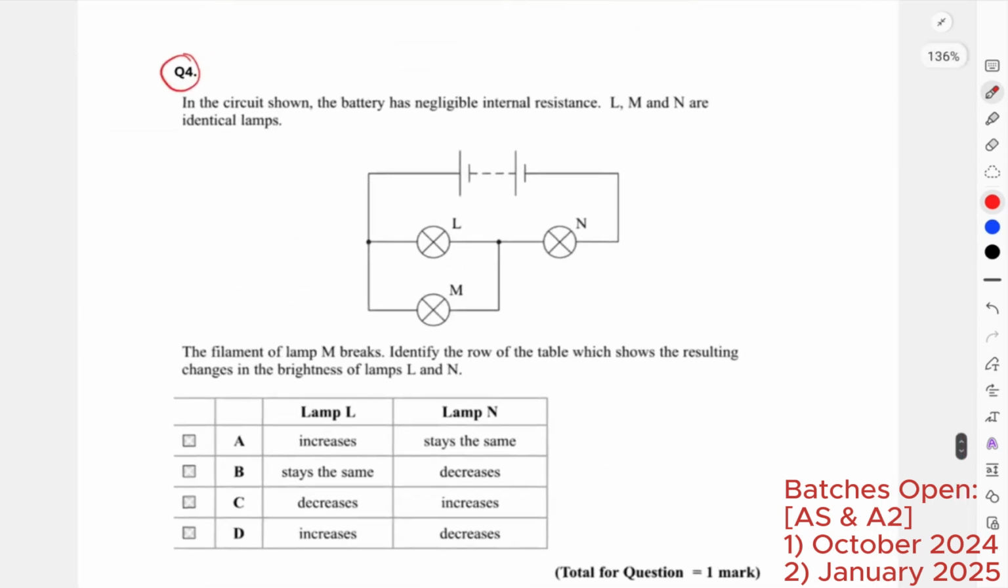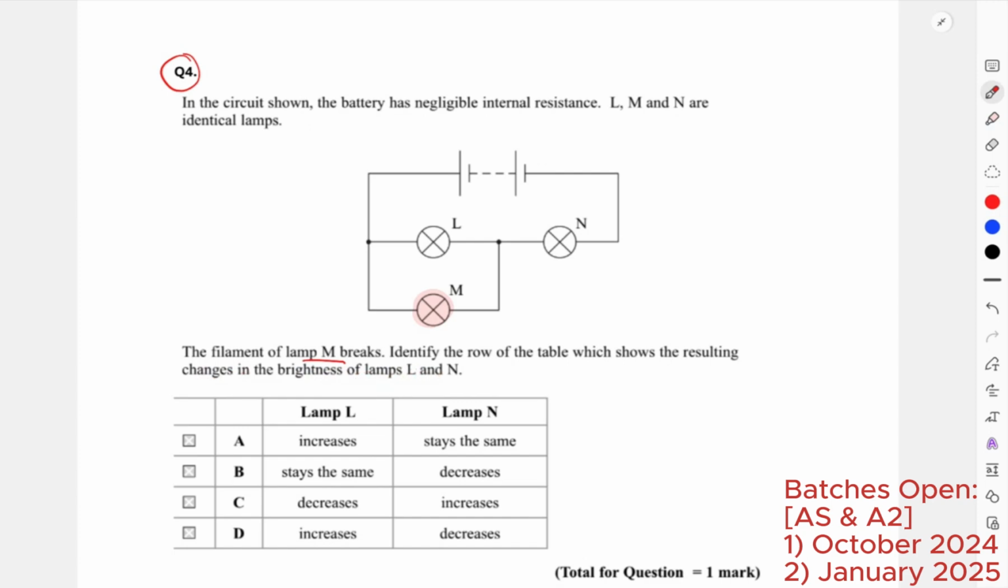Okay, so as I was saying, over here it says that in the circuit shown, the battery has negligible internal resistance. L, M, and N are identical lamps. Identical lamps means that they have equal resistance, right? Now it says that the filament lamp M breaks. Identify the row of the table which shows the resulting changes in the brightness of lamps N and L. Okay, now what happens over here?